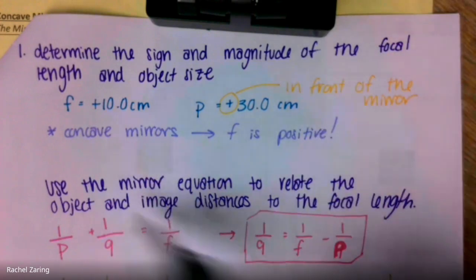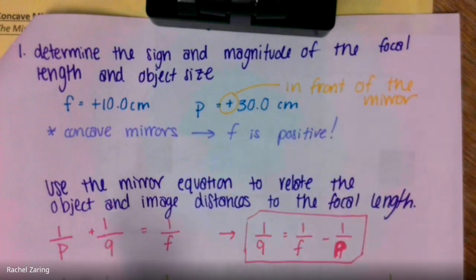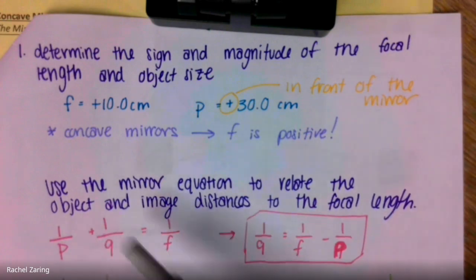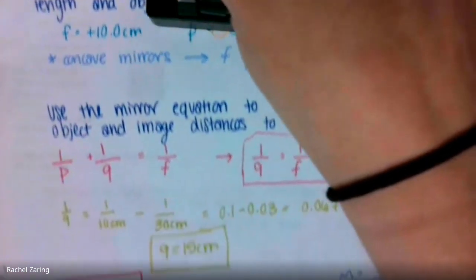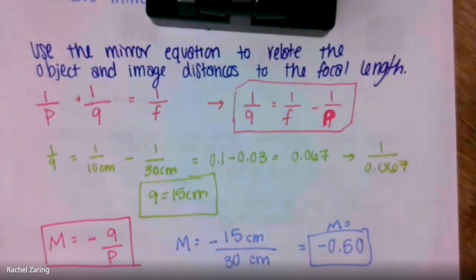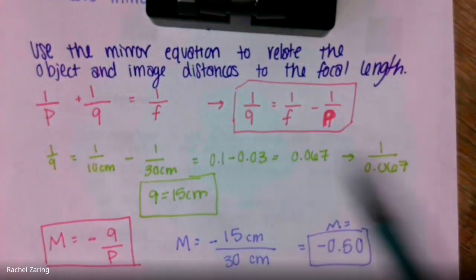From there, once we've indicated our known values from the problem, you're going to use the mirror equation to relate the object and image distances to the focal length. So we're given this equation: 1 over P plus 1 over Q equals 1 over F. You can rearrange that to solve for Q, where you get 1 over Q equals 1 over F minus 1 over P. So we plug all of that into each other.